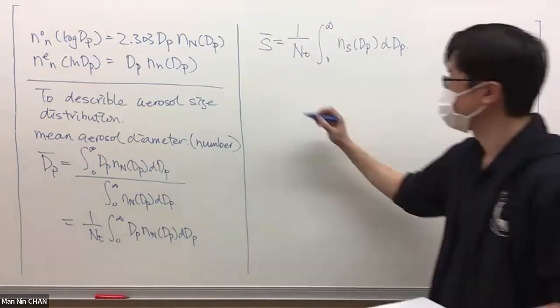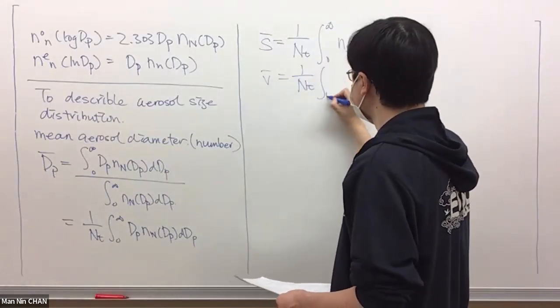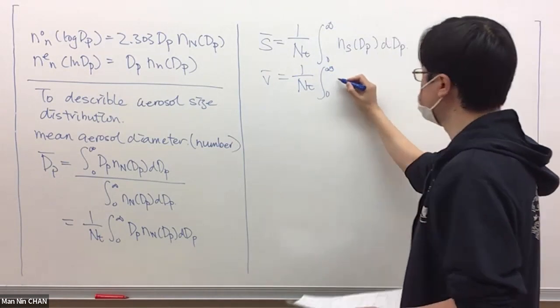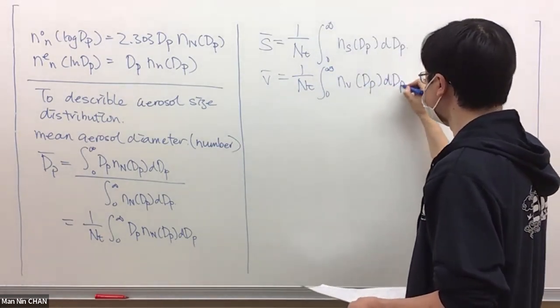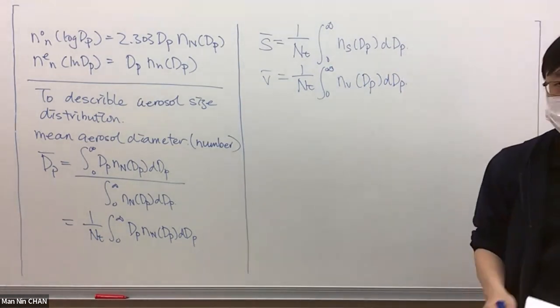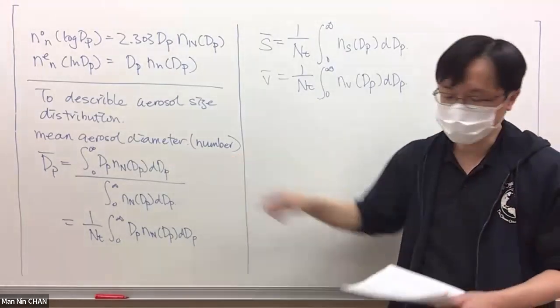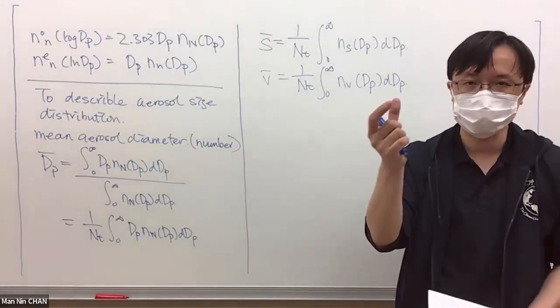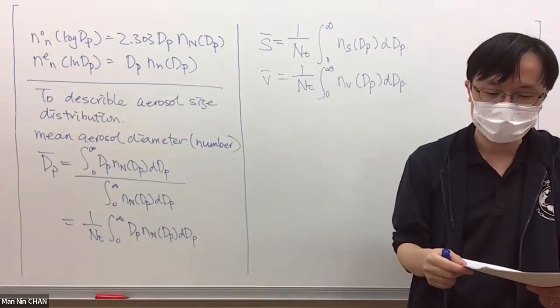But just for the discussion here, we usually focus on the number. Basically, you just change the function for the surface area and also for the volume.